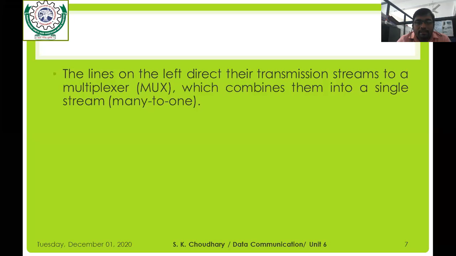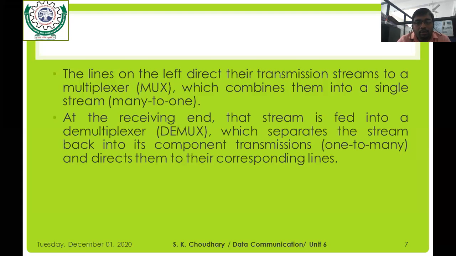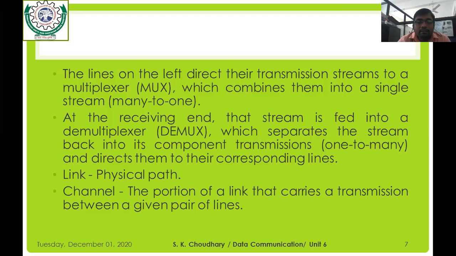Here you can see the lines on the left direct their transmission to a multiplexer, which combines them into a single stream, and at the receiving end this stream is fed to a demultiplexer, which separates the streams back into its components and directs them to their corresponding lines. Here the link is a physical path, and the channel is defined as a portion of the link that carries transmission between a given pair of lines.